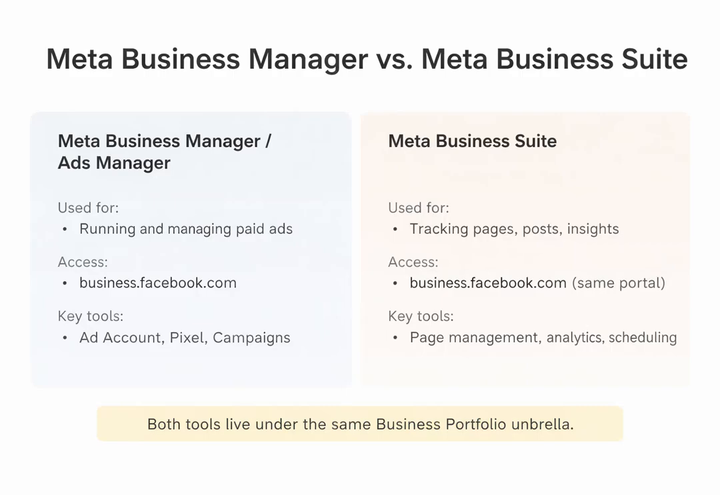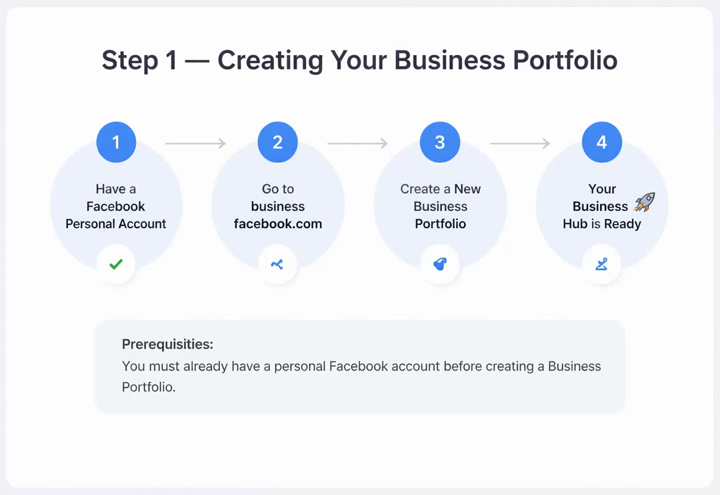The instructor also mentions Meta Business Suite, which is a related but slightly different tool. While Meta Business Manager is focused on creating and managing paid advertising campaigns, Meta Business Suite is more about tracking your pages, monitoring performance, scheduling posts, and viewing analytics. Both of these tools are accessible from the same portal, business.facebook.com, and they both live under what Meta calls your business portfolio. Understanding the difference helps you know which tool to reach for depending on what task you're trying to accomplish. Let's walk through step 1, creating your business portfolio.